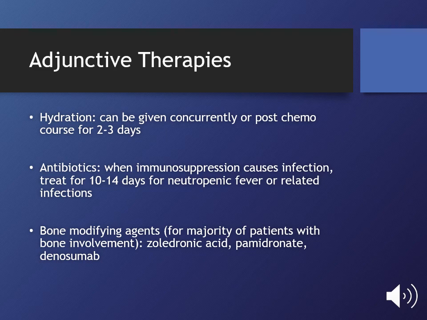With all the potential toxicities, patients are usually on other supportive care medicines in addition to their antineoplastic regimens. They may be on hydration. They may be given antibiotics, especially if they're receiving antineoplastic therapies associated with severe myelosuppression. And then some patients who have metastatic lesions to the bone or in the bone may receive bone modifying agents such as zoledronic acid, pamidronate, or denosumab.